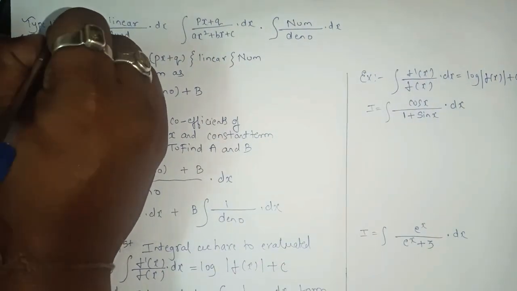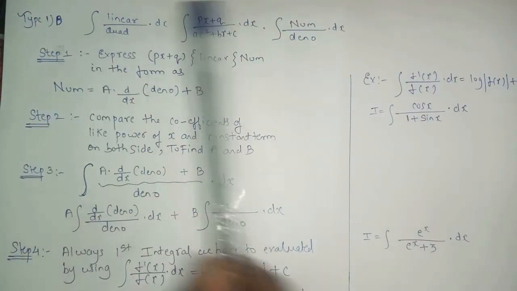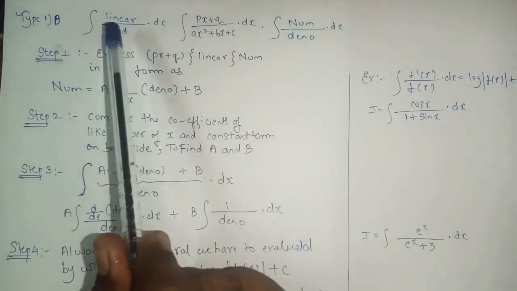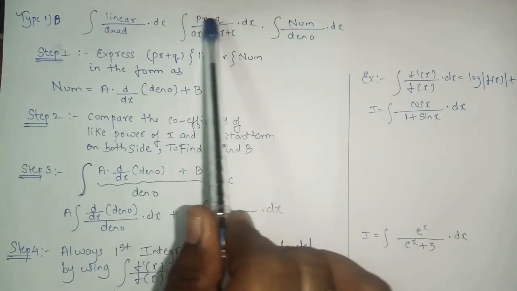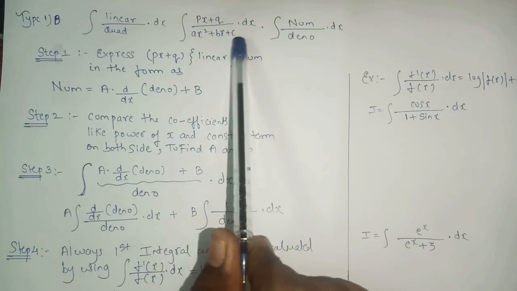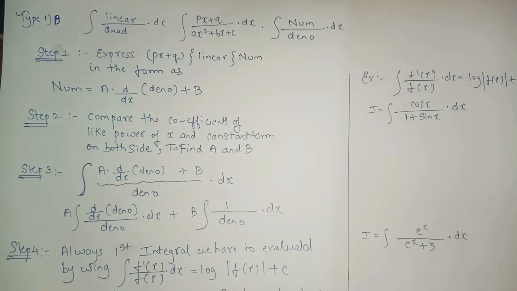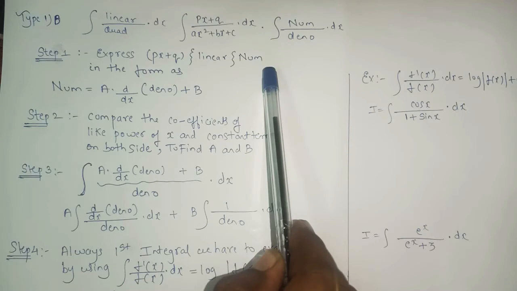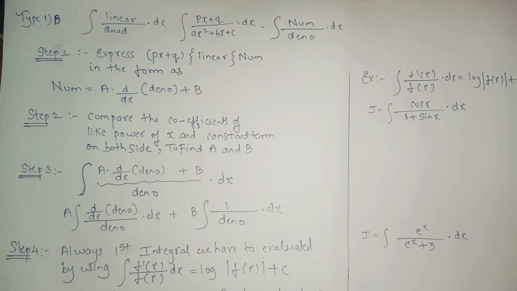First try to keep this format in your mind: linear upon quadratic. Or else you can remember this formula as px plus q upon ax square plus bx plus c. What is px plus q? It is a linear form. And what about ax square plus bx plus c? It is a quadratic form. Or else you can remember this as numerator upon denominator also. So the numerator is linear and the denominator is quadratic. So let's focus on step number 1. So what is step number 1?